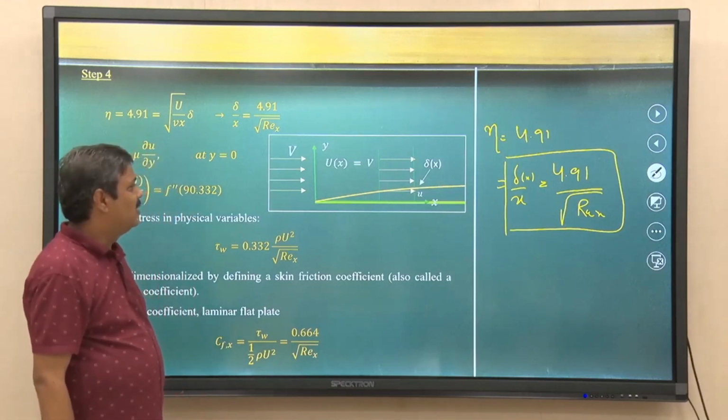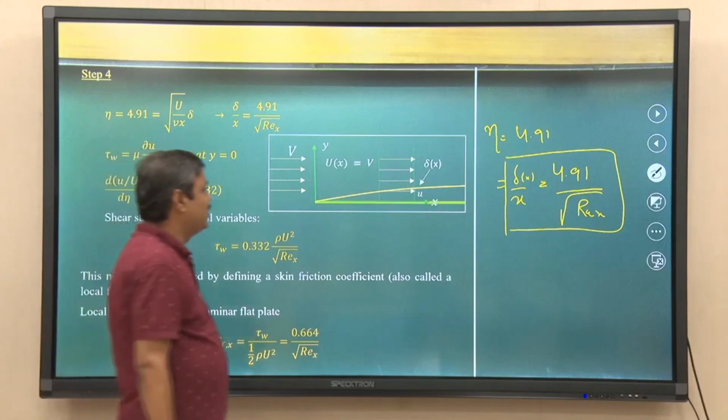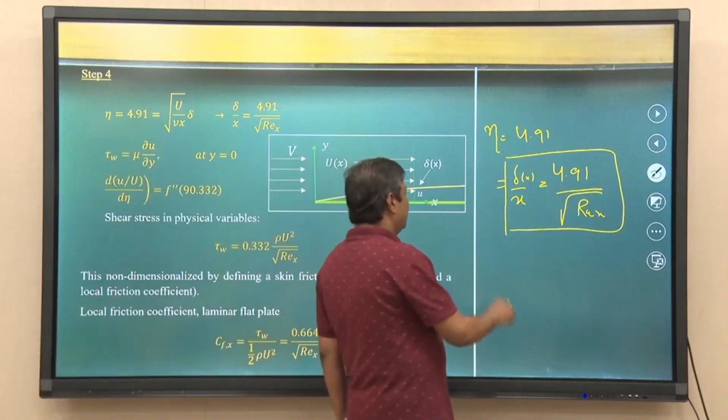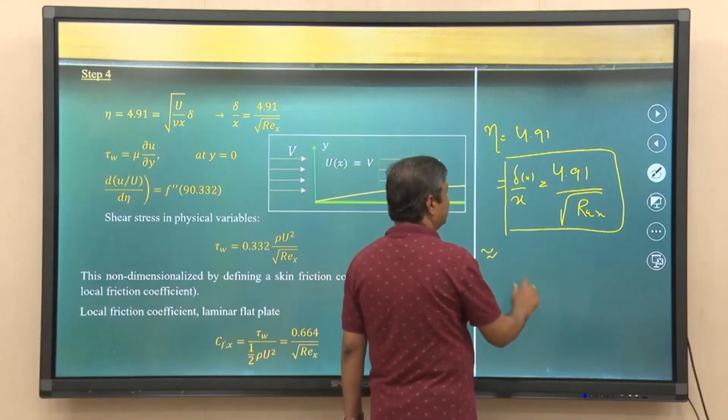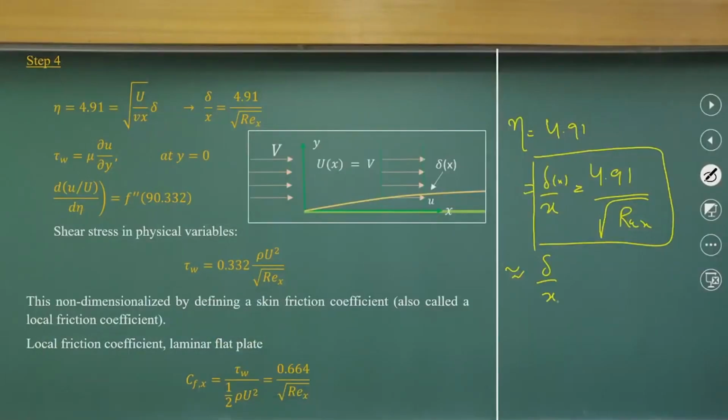Okay. And sometimes instead of 4.91, people also approximate delta by x as approximately 5 by the square root of Reynolds number. Okay. So, we know the thickness of boundary layers, which is for laminar boundary layers.